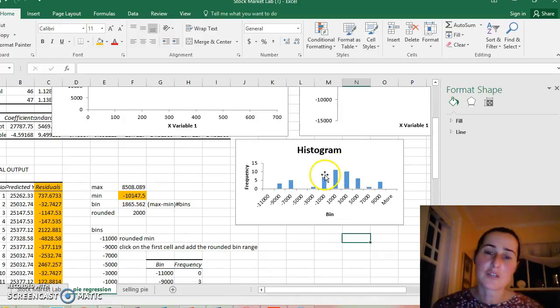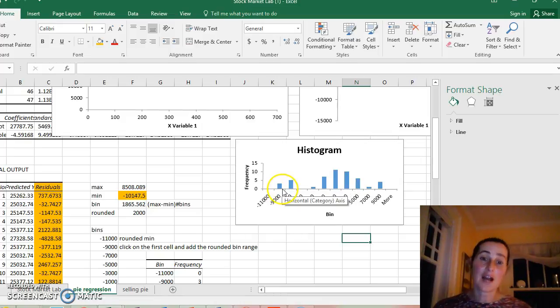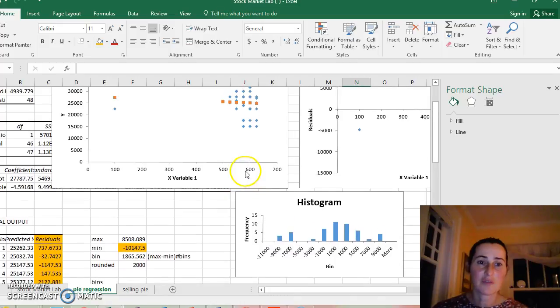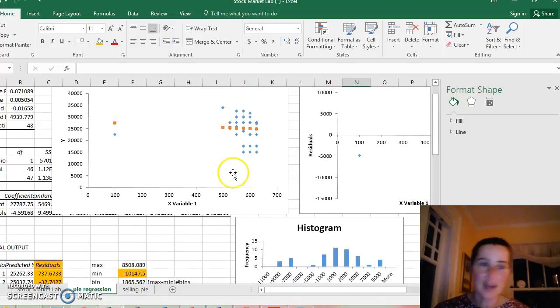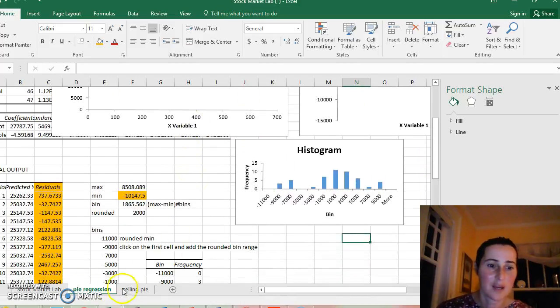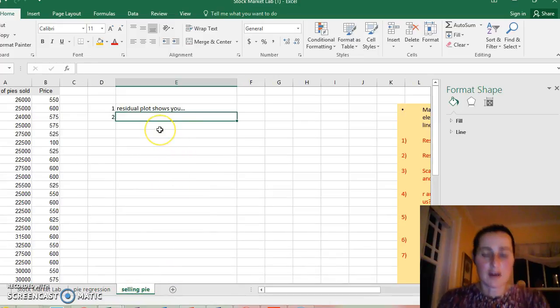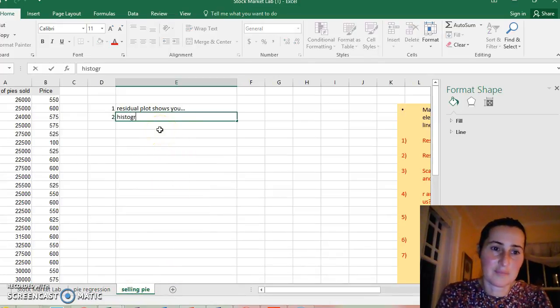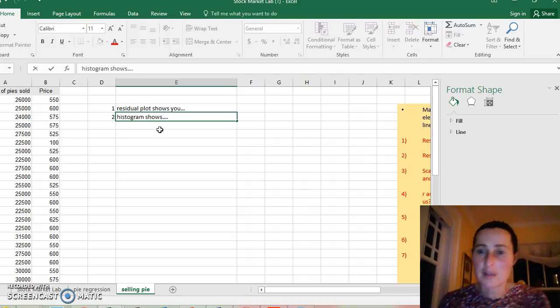Okay, so when I do talk about it, I will talk about where most of my data is, and then where I see some extreme values, and if I have the time, I'll actually look and see if they match. My guess is that maybe one of these extreme values goes with one of my big outliers. Okay, all right, so now I would talk about what my histogram shows, and you talk about this.